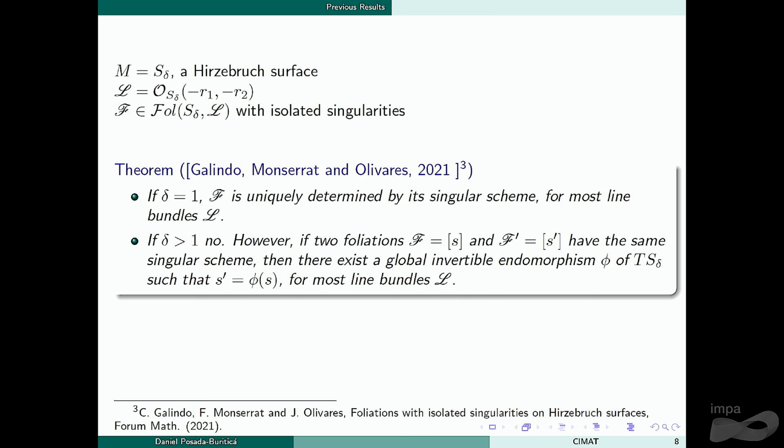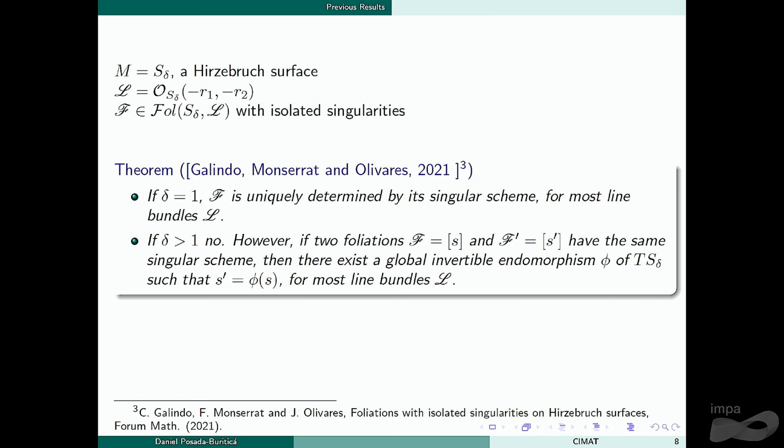Another preview result is when the complex manifold is a Hirzebruch surface, the line bundles are of this form, and the foliations have isolated singularities. So if the invariant of the Hirzebruch surface is equal to 1, the foliations are uniquely determined by their singular scheme for most line bundles. But when the invariant is greater than 1, that is not true in general.